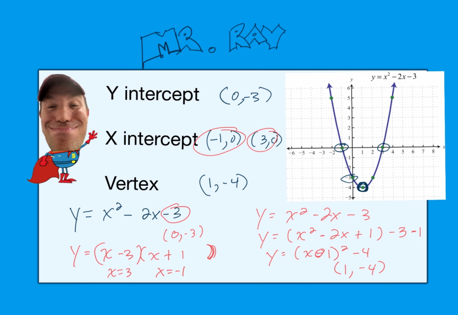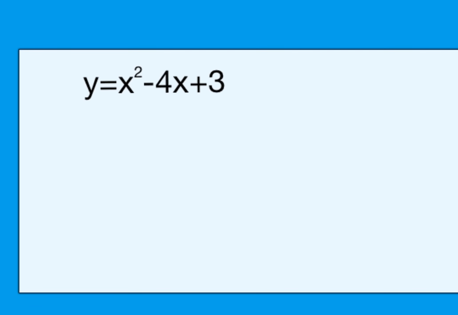Let's try that one more time. Okay, next example, we have y equal to x squared minus 4x plus 3. Now, what we want to do is find those three types of points: y-intercept, x-intercepts, and vertex. First, the y-intercept. So let's do this quickly. Now, if you want to pause the video and try it on your own, I would suggest that's the best idea. So go ahead and pause.